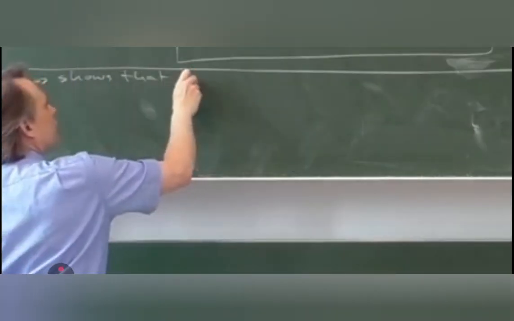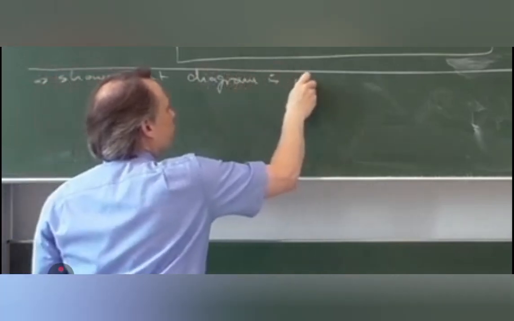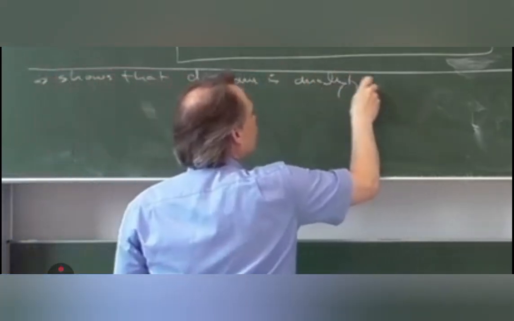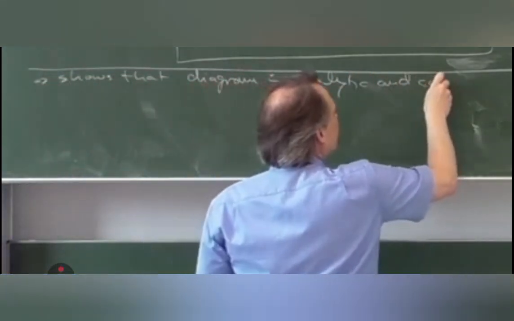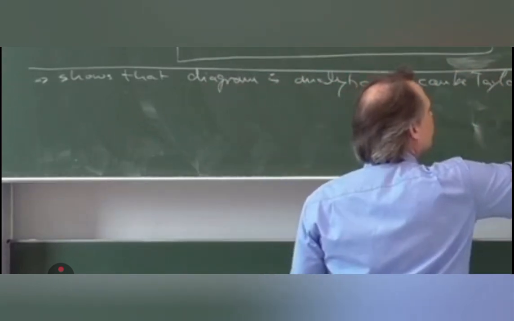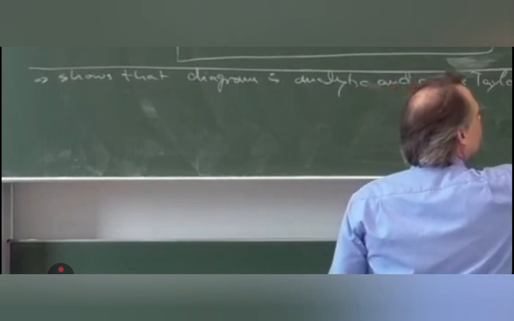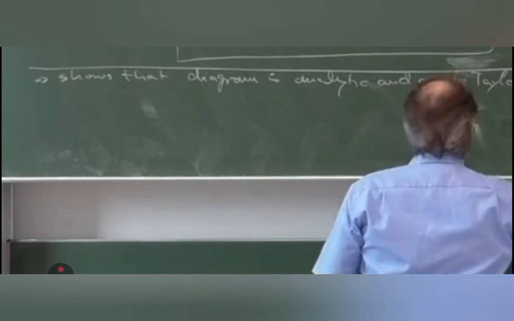So maybe let's put this here. This shows that the diagram is analytic and can be Taylor expanded in q² around q² equals 0.